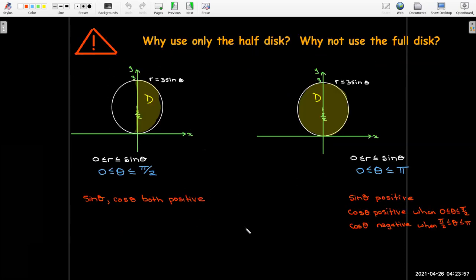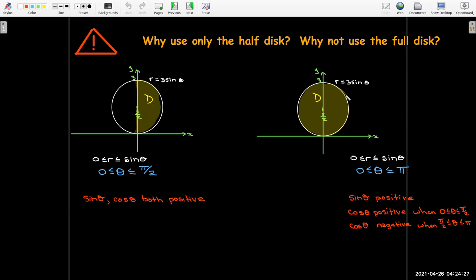Now, let's talk about this carefully. Why did we only use the half disk? Why not use the full disk with bounds going from 0 to pi? Shouldn't that give me the same answer? Well, again, just as good practice, using the portion that's in the first quadrant ensures that x and y are both positive. That is, sine theta and cosine theta are both positive.